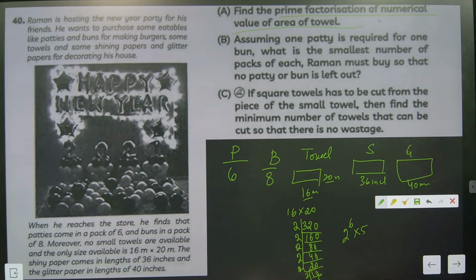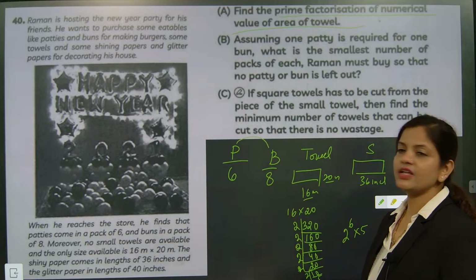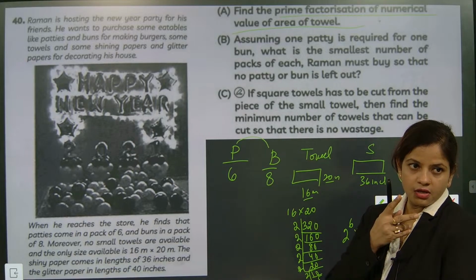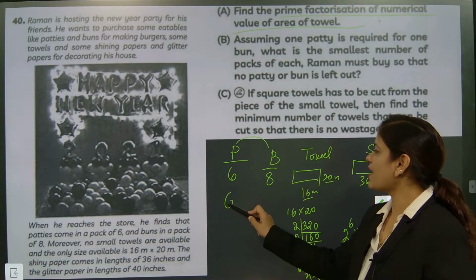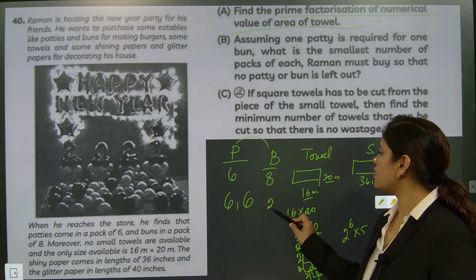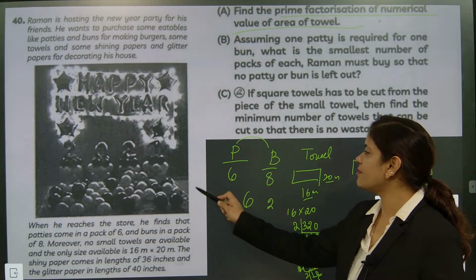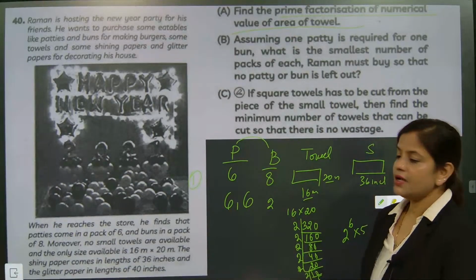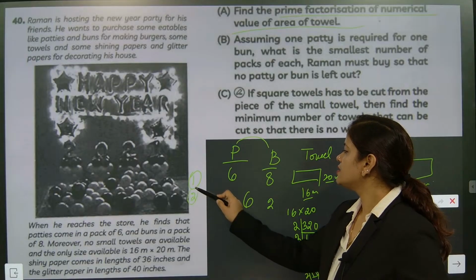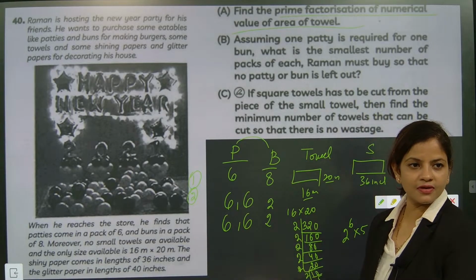Check this one out. Assuming one patty is required for one bun. Correct now? So one patty will go with one bun. So six patties will go with six buns. So two patties, two buns will be left. Correct? Again, we will buy a second packet. Now second packet, six patties will go with six buns. Again, two will be left.